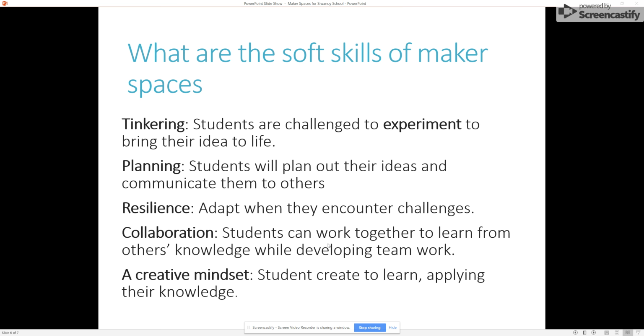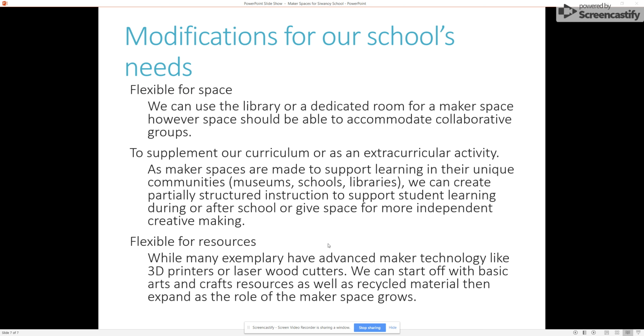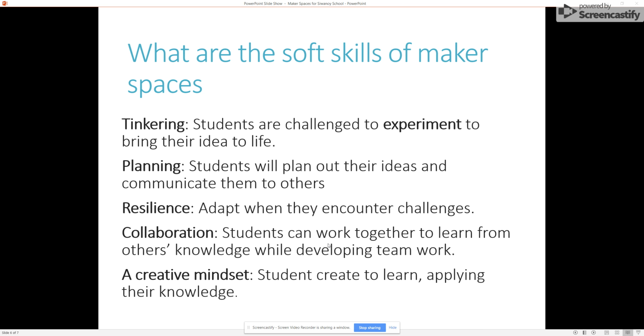So they're not just tabula rasas, blank slates, receiving knowledge and then committing it to memory. We're getting students to create to learn, applying their knowledge, making observations, and coming up with their own conclusions, and hopefully feeling more creative, more willing to take risks, and less hesitant to say, I can't learn this. Or to say, I can learn this.